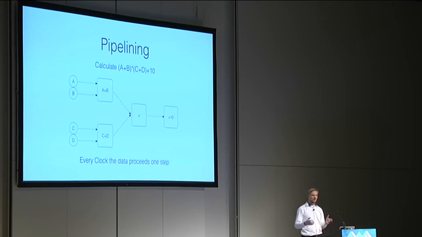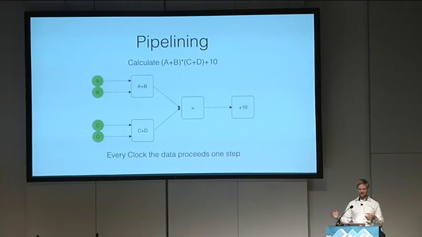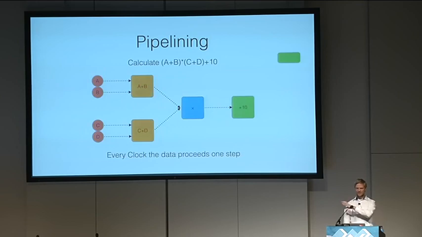So one of the cool features of FPGAs is pipelining. For example, you want to calculate A plus B times C plus D plus 10. You have your inputs A, B, C, D, and you put them onto the pipeline. And every clock, the data gets processed. You can see that the green blob is first computing A plus B and C plus D, which is then used as input for the multiply, which is then added to 10, and then you have a result. And every clock, you get a new result.